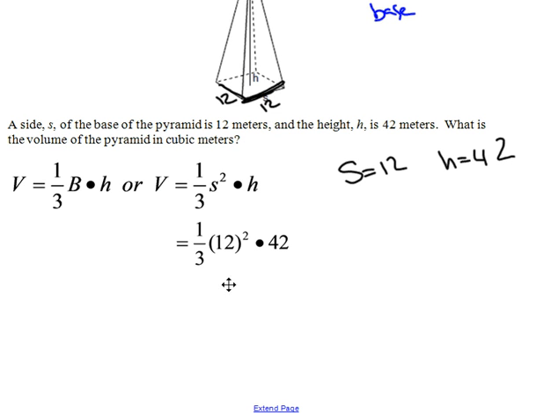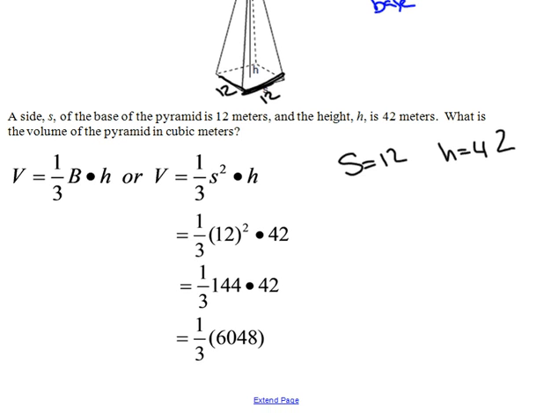So we're going to get 144 for the area of the base. We're going to multiply that by 42. 144 times 42 is 6,048. Multiply that by 1/3, or just divide it by 3. Multiplying by 1/3 is just dividing by 3, and we get 216 cubic meters.